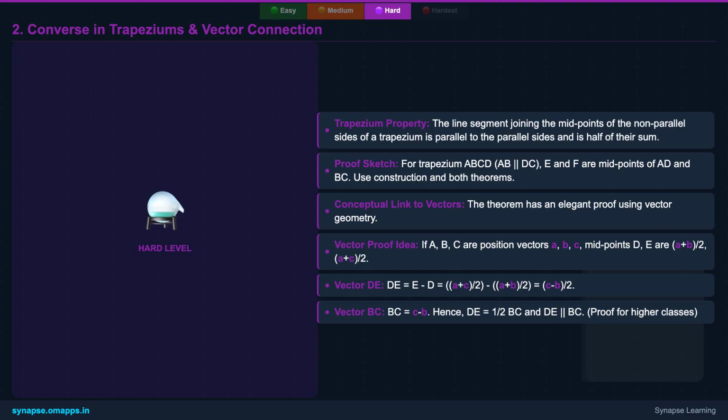Furthermore, conceptually, the midpoint theorem has an elegant proof using vectors, which, while beyond your current curriculum, highlights its mathematical universality and fundamental nature. It shows how simply representing points as vectors can instantly yield the theorem's results.